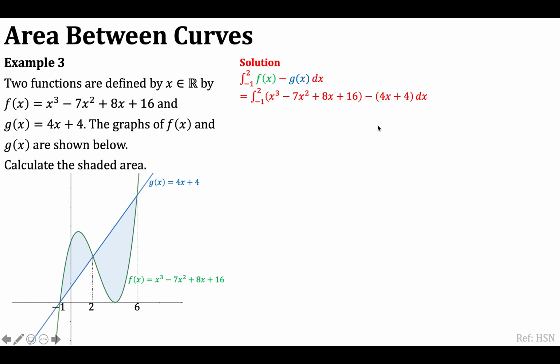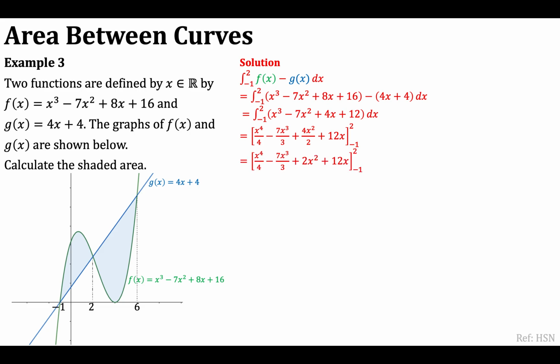Now we can simplify this slightly to ease the integration a bit. So we've got x cubed minus 7x squared plus 4x plus 12, and we're integrating that between negative 1 and 2 and with respect to x. So integrating will give us x to the power 4 over 4 minus 7x cubed over 3 plus 4x squared over 2 plus 12x, and you can see our 4x squared over 2 will simplify to give us 2x squared.